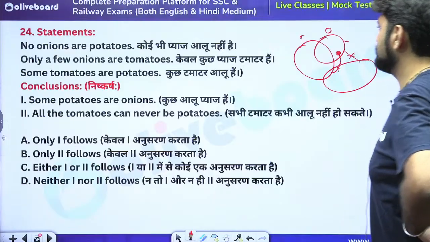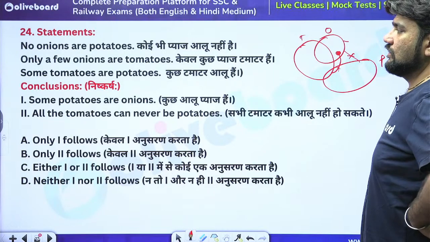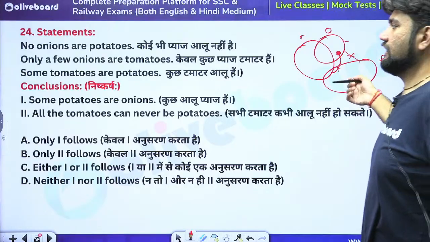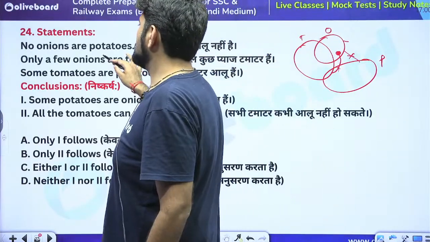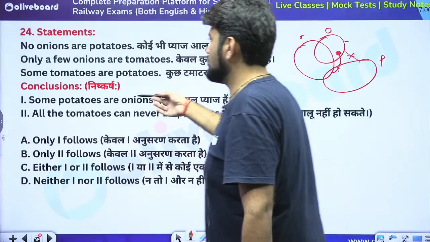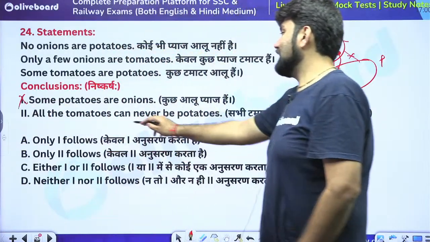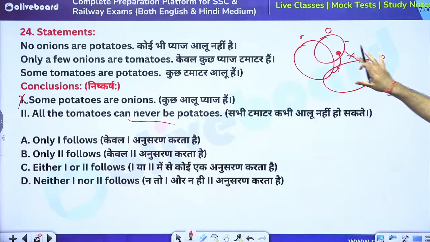Okay. Cool. Some potatoes are onions. Can I say some potatoes are onions? Not at all. If I am saying no onions are potatoes, can some potatoes be onions? Not at all. Not even in possibility. All tomatoes can never be potatoes.